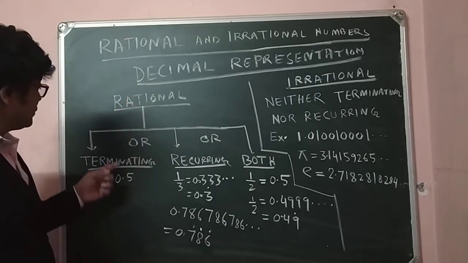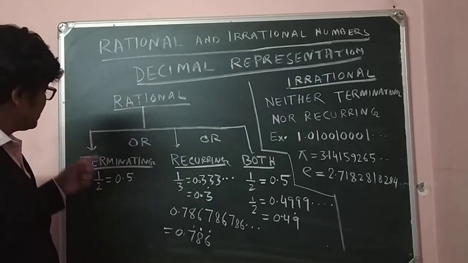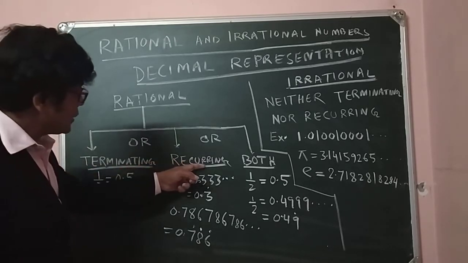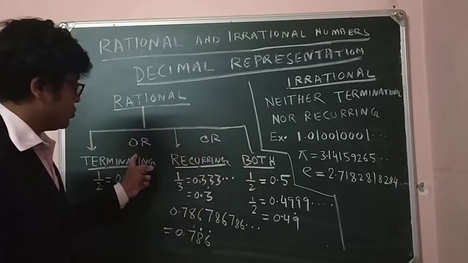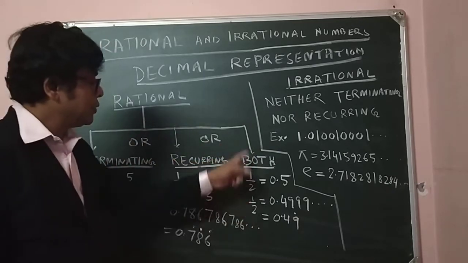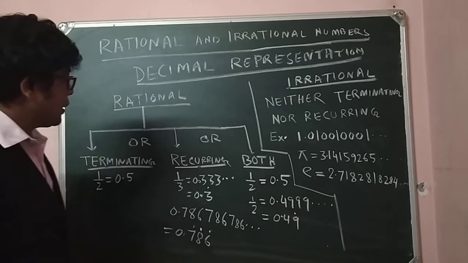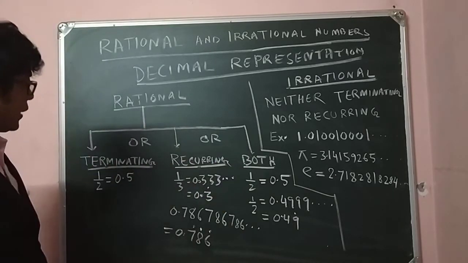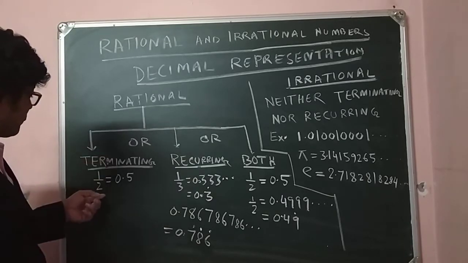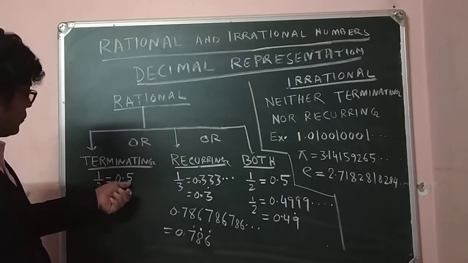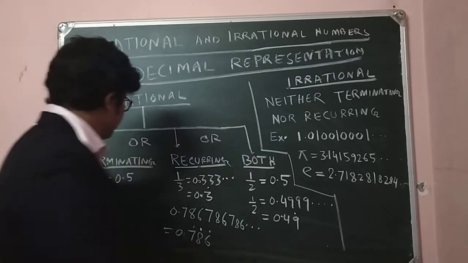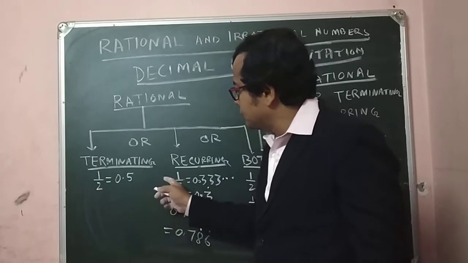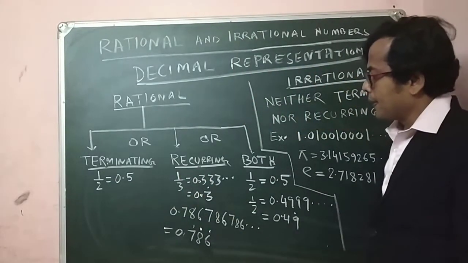Rational numbers can be represented as a terminating decimal number, a recurring decimal number, or both. Some rational numbers have both representations, terminating as well as recurring. What is terminating? For example, 1 by 2, we know this is 0.5. It is terminating because after that there are no more values. This means we put them as 0.